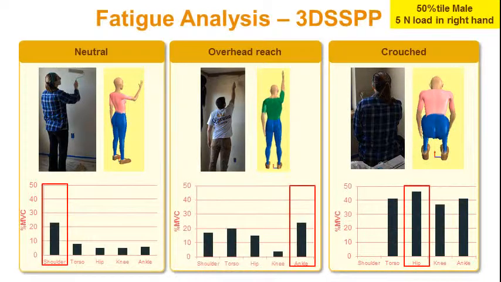We use 3D SSPP to estimate the required percent MVC for various joints while working in the neutral, overhead, and crouched postures. For the analysis, a 50th percentile male was used to represent the working population for interior painters, and the required percent MVC was based on the 25th percentile strength population. Additionally, a 5 Newton hand load was applied to the right hand to represent the weight of the paintbrush and paint roller. For each posture, the joint was identified that required the highest percent MVC, and this value was used to calculate the recommended duty cycle for interior painting while sustaining each of the observed postures.